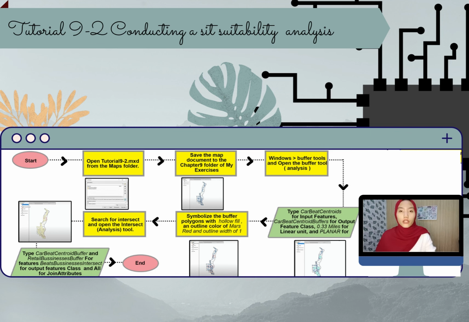So in tutorial 9-2-2, you will find potential areas for a new police satellite station in each carbit of New York Lake Precinct. So the criteria for locating this station are that the site must be centrally located in each carbit within a 0.33 miles radius buffer of the carbit centroid.